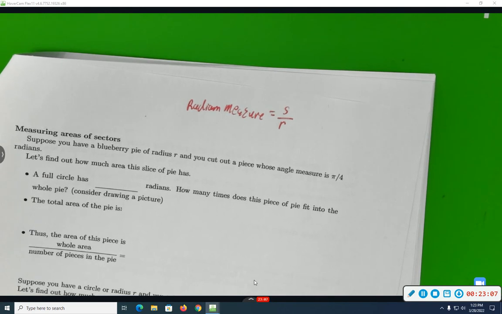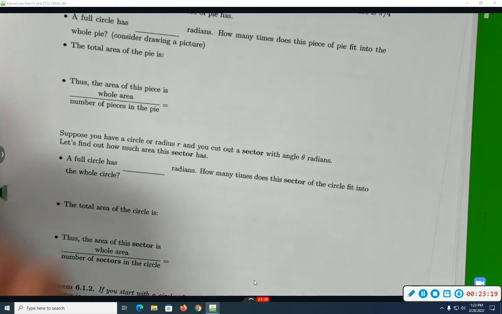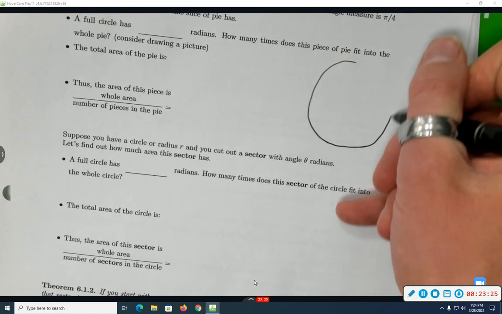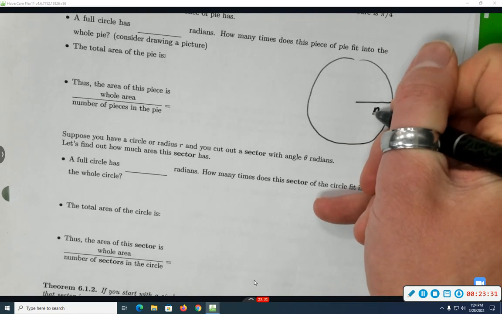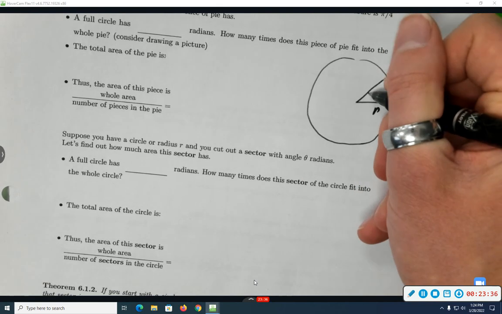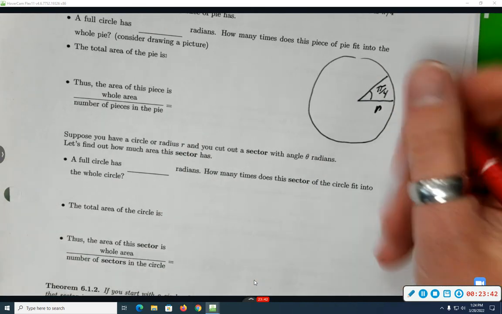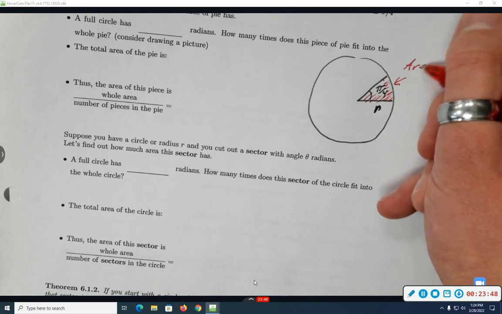There's another thing that you might want to do, and let's do that: figuring out how much area is in a slice of a circle. So let's start. Suppose you have a blueberry pie. Being a pie, it is, of course, circular. Its radius is some quantity r. And let's suppose that you cut out a slice from that pie whose angle is pi over 4 radians. Let's try to compute that area.